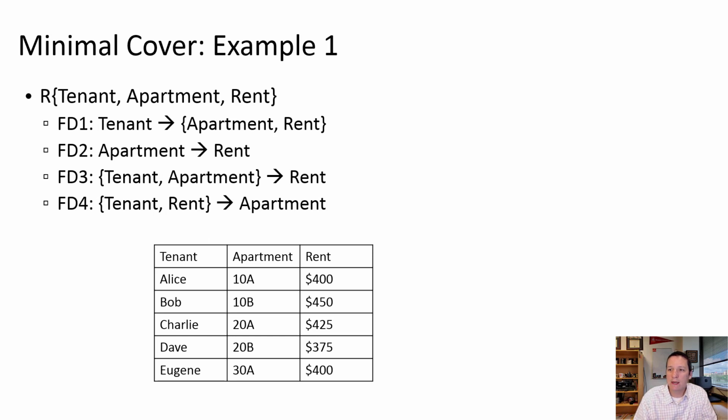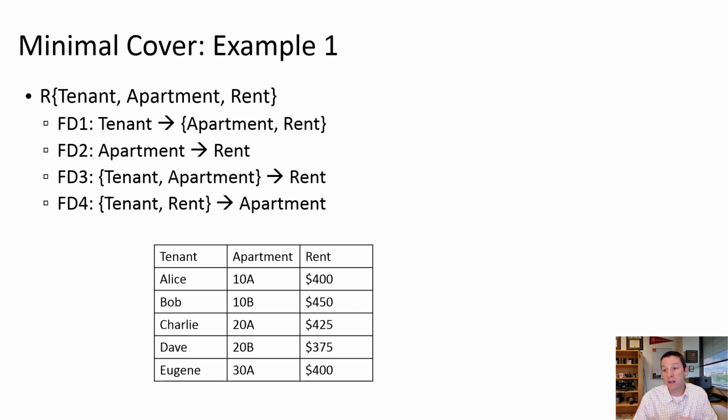Imagine we were designing a database for an apartment complex. We have a relation that has these three attributes: tenant, apartment, and rent. And as the apartment complex owner is describing to us how they understand their data, they say something like, well, if you tell me the name of a tenant, I can tell you what apartment they're in and how much rent they pay. Also, if you just tell me the apartment number, I could tell you how much rent I charge for that apartment.